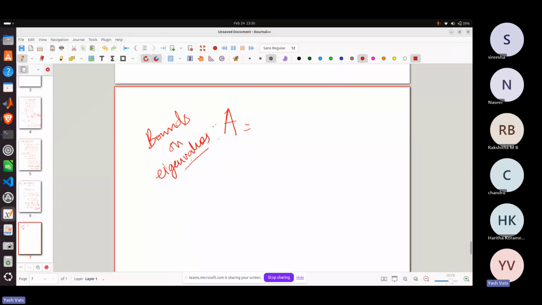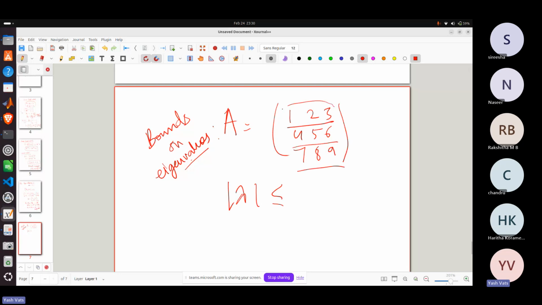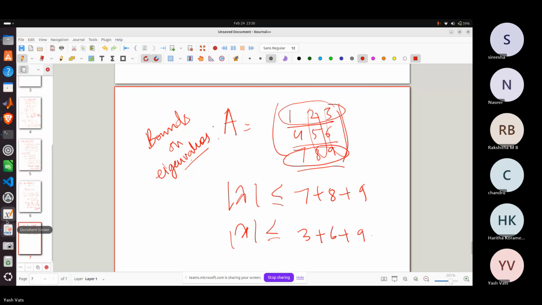Suppose your A is just 1, 2, 3, 4, 5, 6, 7, 8, 9. Then the maximum eigenvalue cannot exceed the maximum row sum. So what is the maximum row sum? Maximum should be 7, 8, 9, right? 7 plus 8 plus 9. And it also cannot exceed the maximum column sum, that is 3 plus 6 plus 9. Okay, so that's it. All right.